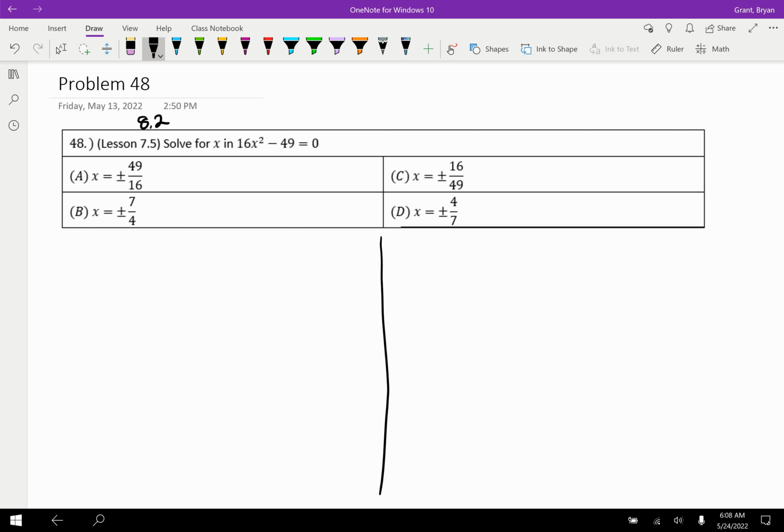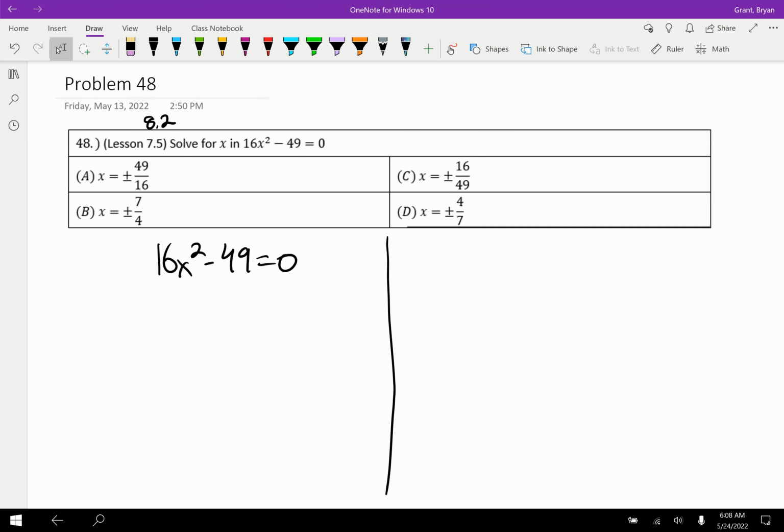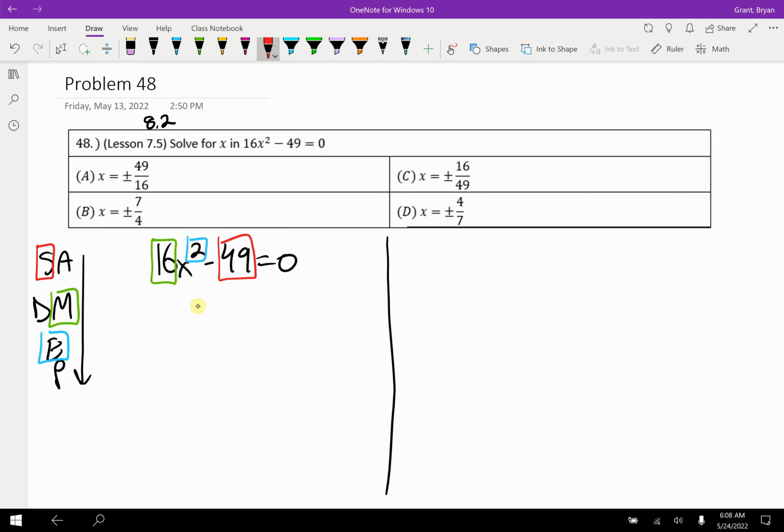The first way is realizing 16x squared minus 49 equals 0 only has a single x in the problem. There are, of course, all sorts of numbers attached to x, which means if there's just one x, we can follow SADMAP. Let's identify everything that's attached to x. There's a 49, which is attached by subtraction. There is a 16, which is attached by multiplication. And there is a 2, which is an exponent. We, of course, work from top to bottom, so we need to undo subtracting 49 by adding it first. This gives me 16x squared equals positive 49.